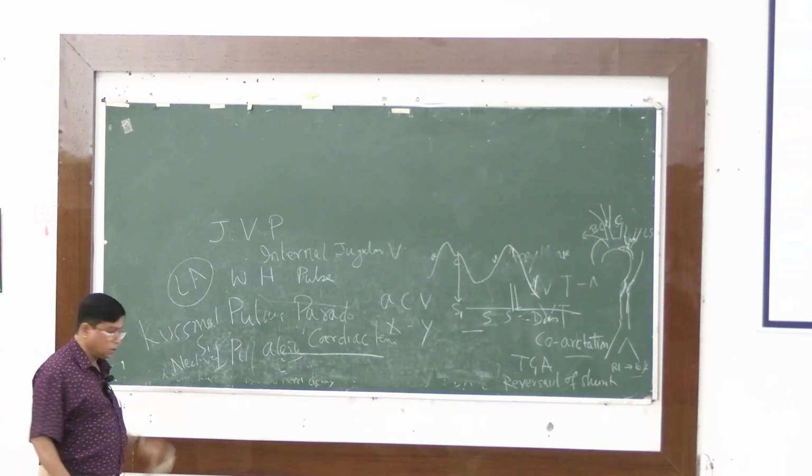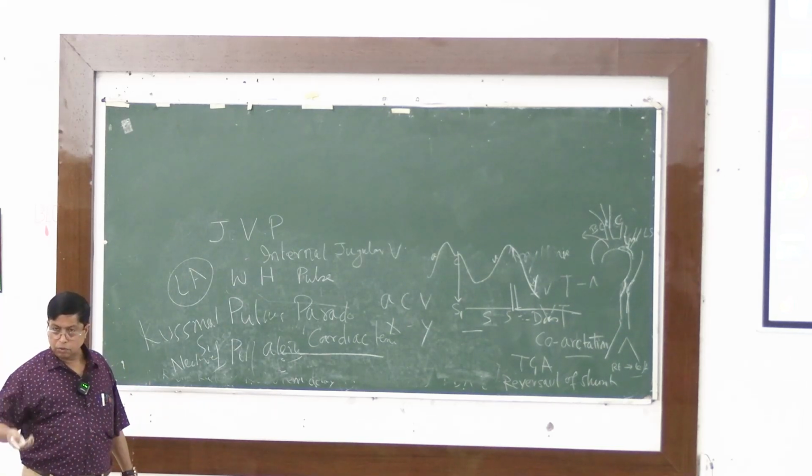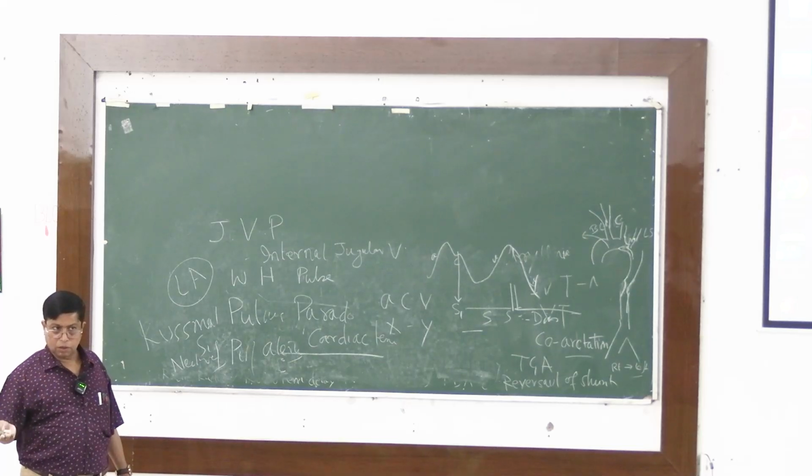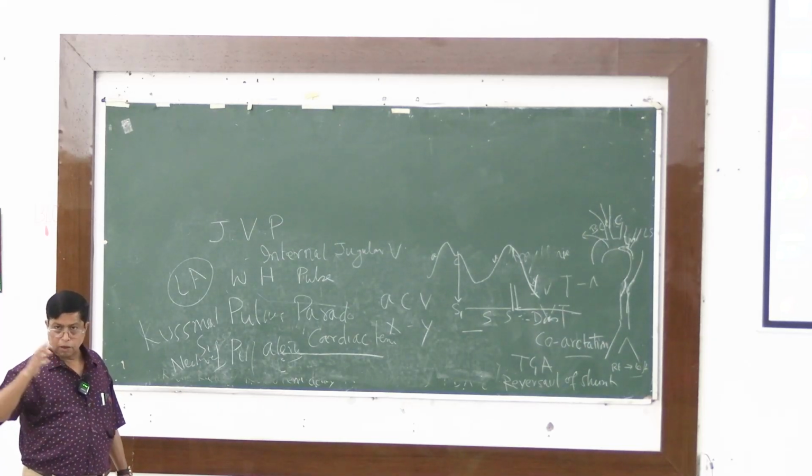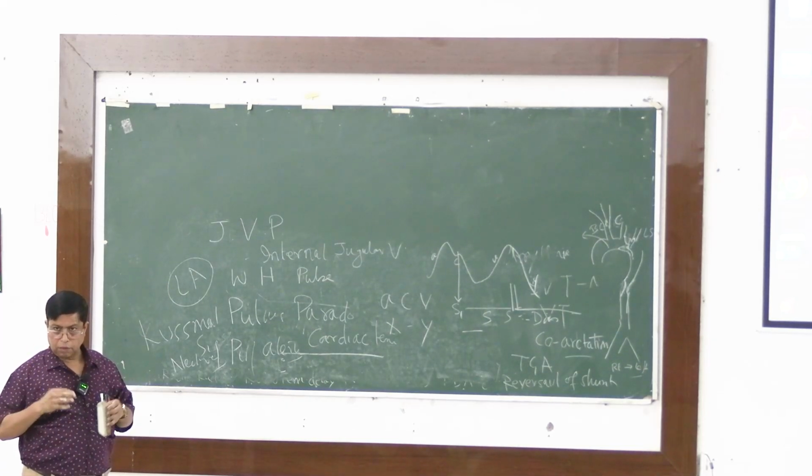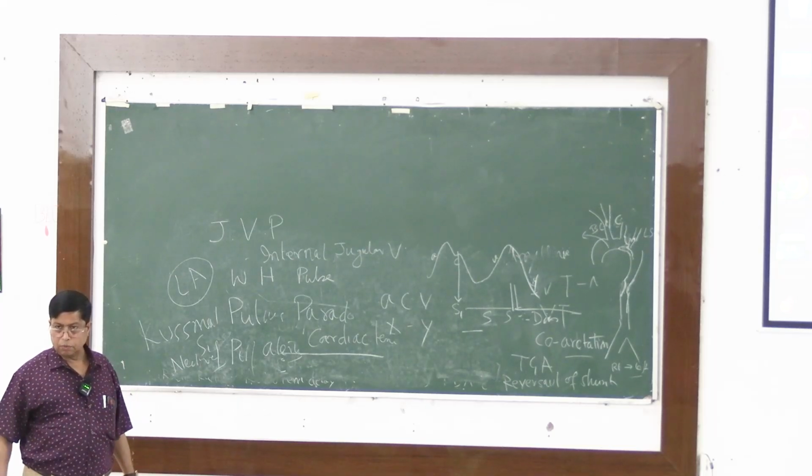But Kussmaul sign is seen in the neck vein. During inspiration it should rise. When there is no rise, call it Kussmaul sign positive. It is seen in constrictive pericarditis, mild pericardial effusion, and superior vena cava obstruction.